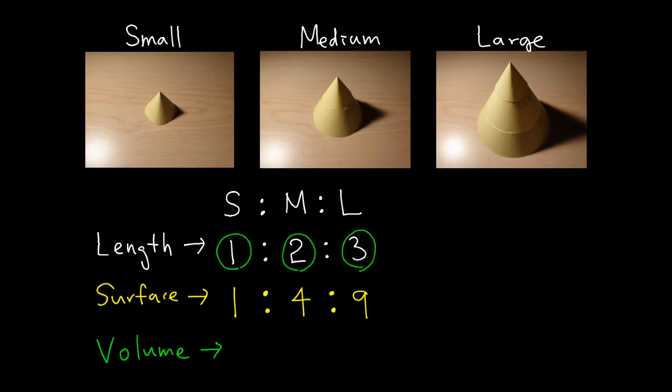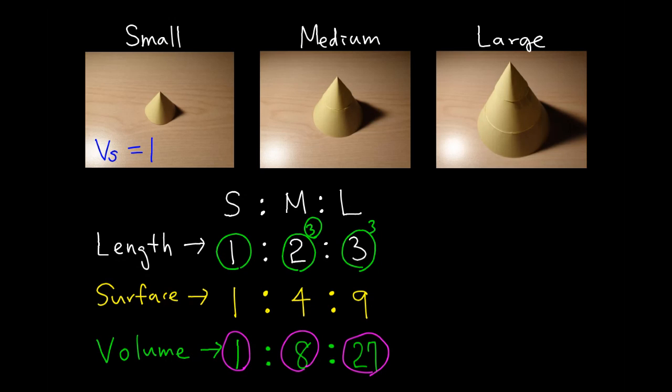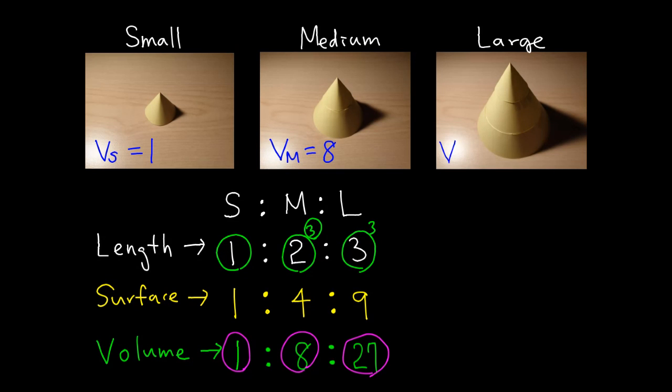So 1 cubed, 1 multiplied 3 times, is still 1. And the cube of 2, which means 2 being multiplied 3 times, will be 2 times 2 times 2, 8. And the cube of 3 will be 27. So the volume ratio of these 3 similar cones is 1 to 8 to 27. So if the volume of this small cone is 1, the volume of this medium cone will be 8. And the volume of the large cone will be 27.